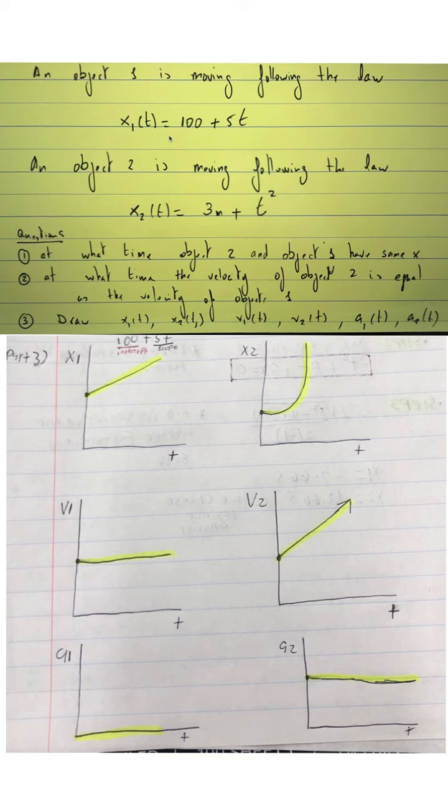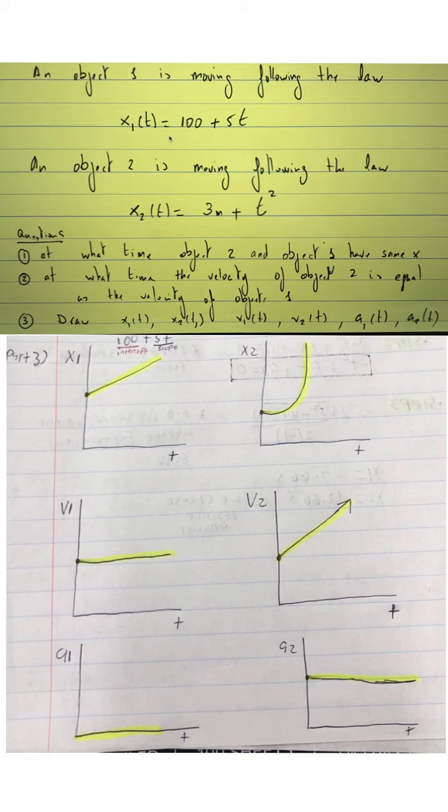Lastly, if the velocity has a slope of 0, then acceleration is 0, and this can be seen in the graph at the bottom left. Now for x2 we use the expression 3 plus t squared, which implies this graph looks like a parabola. You can see this on the top right.